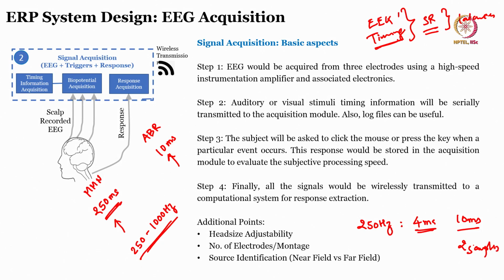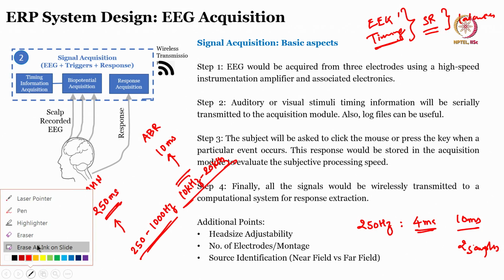So which is not a correct way. Based on your application, you should be able to design which kind of acquisition system with which range of sampling rate you should use. In this case, we should at least use a sampling rate of 10 kilohertz to 20 kilohertz.